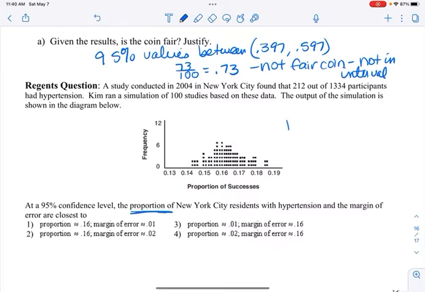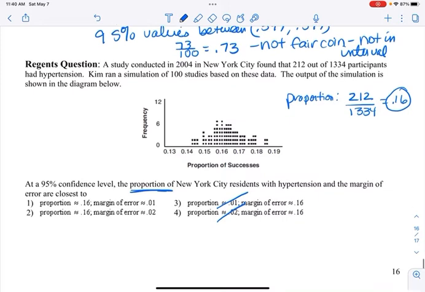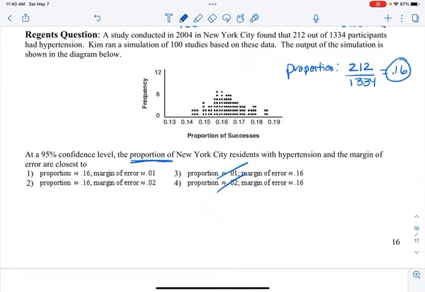Well, that's easy. Proportion is just the number, which is 212, over the total participants, the total population. 212 divided by 1,334 is 0.16. So that's my proportion. So I'm going to get rid of the proportions that are wrong. All right. Now I want a 95% confidence level. All right, so I can figure out my margin of error.